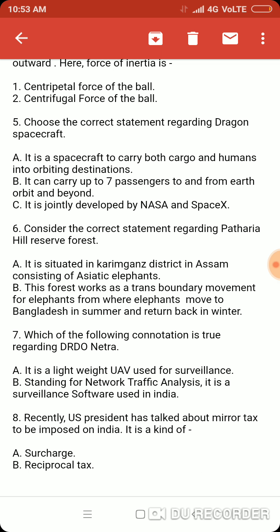That means what? Mirror tax is not a theoretical type of tax, but UPSC might ask you a question in this sense, right? It is not any theoretical tax, but it's a reciprocal tax. It means you are imposing tax, that's why we are also imposing tax.